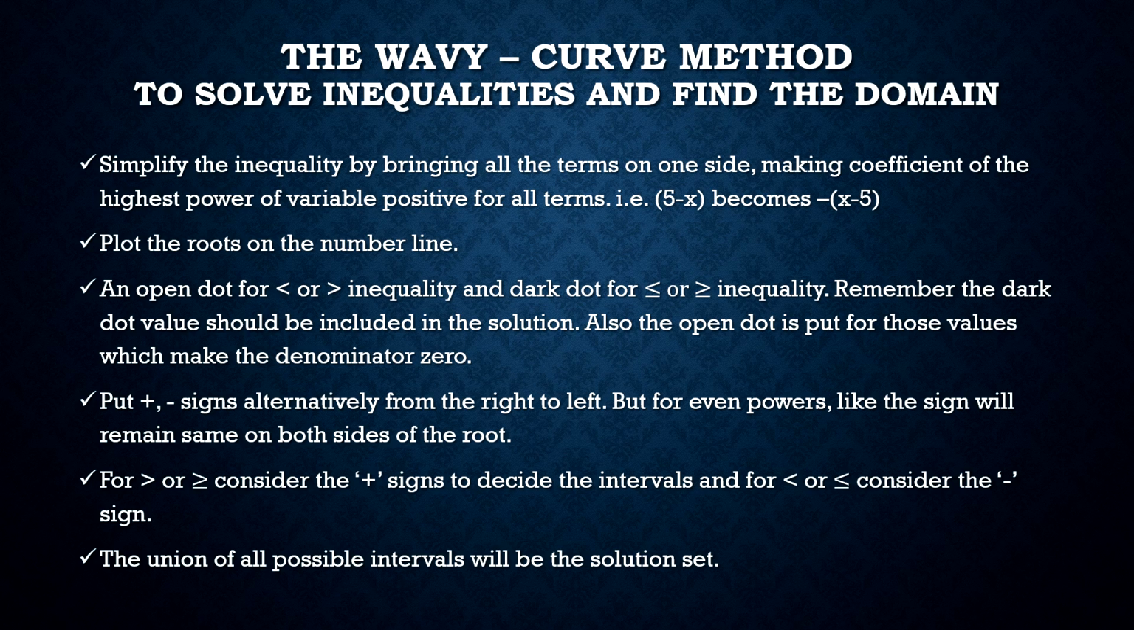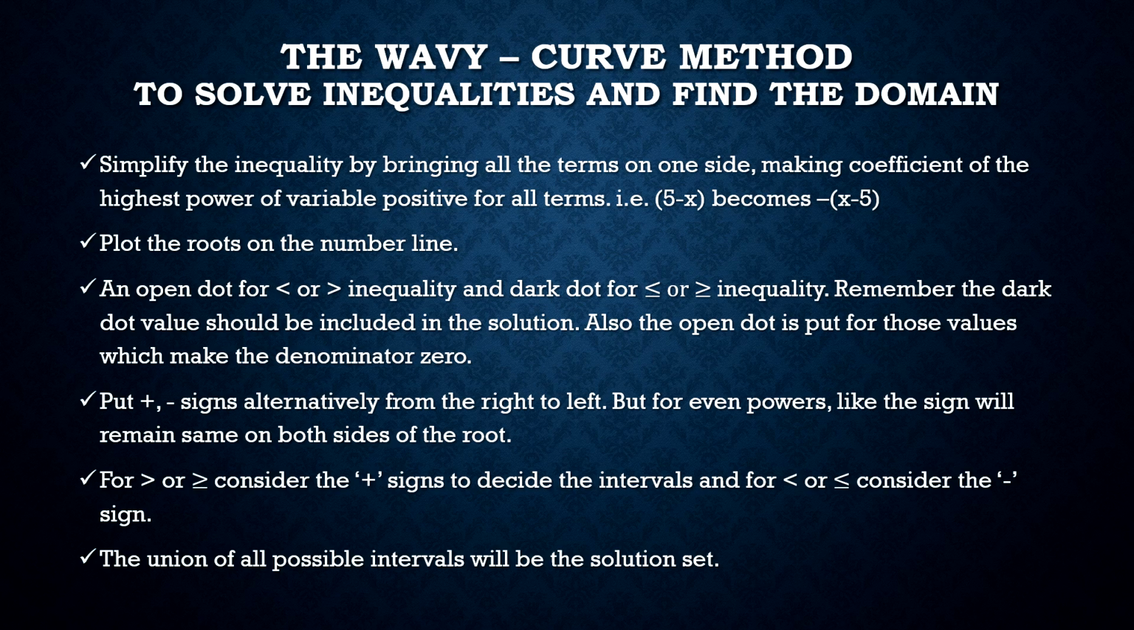That means if you are having 5 minus x, you will have to write it as minus of x minus 5. Then put an open dot for less than or greater than inequality, closed dot for less than or equal to or greater than or equal to type of inequality. What does this show? The dark circle or the dark dot should be included. That value should be included in your solution.